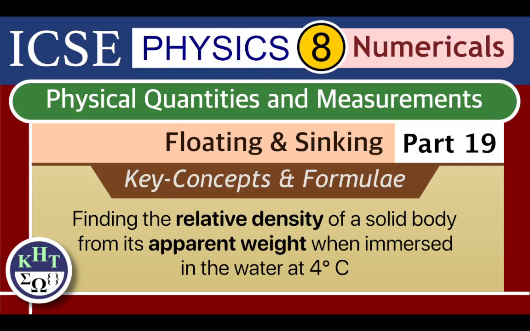So this is the last video on the chapter of physical quantities and measurements. This is regarding a very interesting formula using which we can find the relative density of a solid body which is denser than water at 4 degrees centigrade. Using the fact of apparent weight, or the weight lost by a solid body denser than water at 4 degrees centigrade when it is immersed, we can find its relative density.